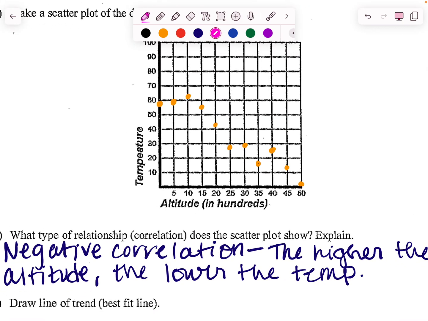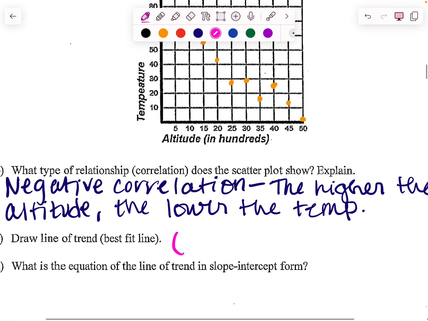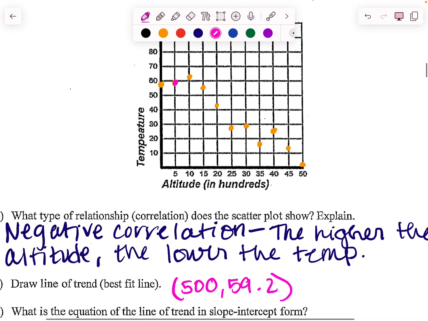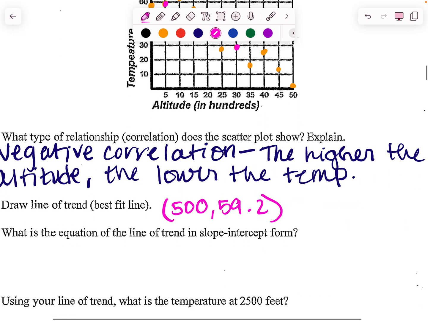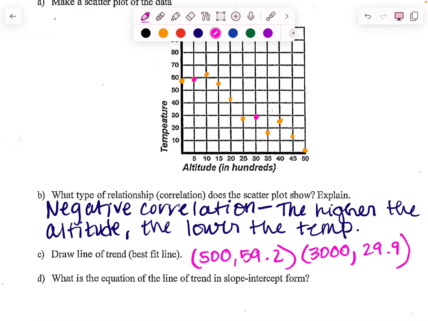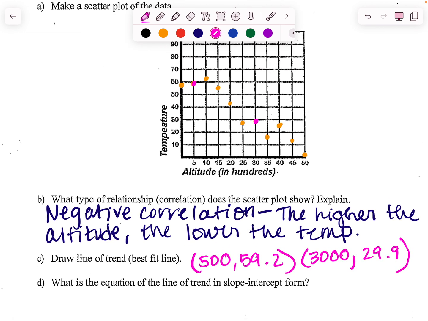I'm going to go to 500, and what's that point? 59.2, you said? Mm-hmm. And then I want to pick another point. I like this 3,000. So 3,000, and what is that? 29.9. Okay, so since I have those 2 points, that's where I'm going to draw my line of best fit through those 2 points.